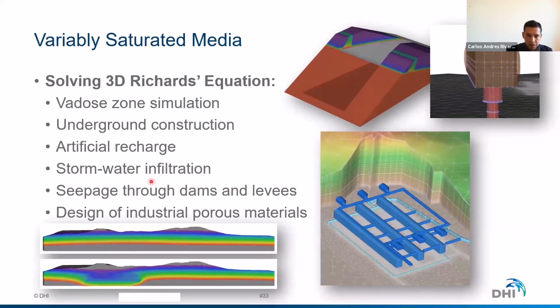We have this recharge, this infiltration or wet front, that has to travel through the unsaturated zone, so we basically need a proper estimation of the velocities generated by these different gradients from the artificial recharge. Stormwater infiltration, we have seepage through dams, so you would like to understand what the seepage fluxes through different infrastructures are, no? But we also have other cases where we have design of industrial porous media, really small scales here.